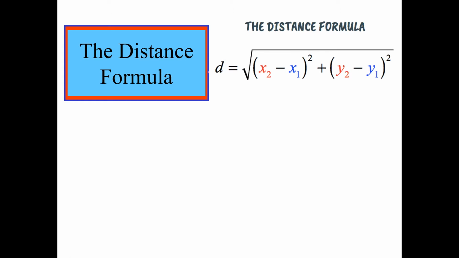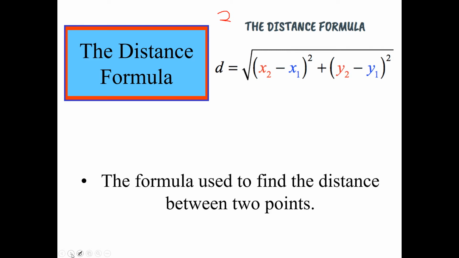So this equation here, if it looks complicated, it's not as complicated as it may seem. All it says is the distance formula, distance is equal to the square root, which is this little symbol here, of one x-coordinate minus the other x-coordinate squared plus one y-coordinate minus the other y-coordinate squared. So to use distance formula, we need 2 points. And this again is the formula used to find the distance between 2 points.